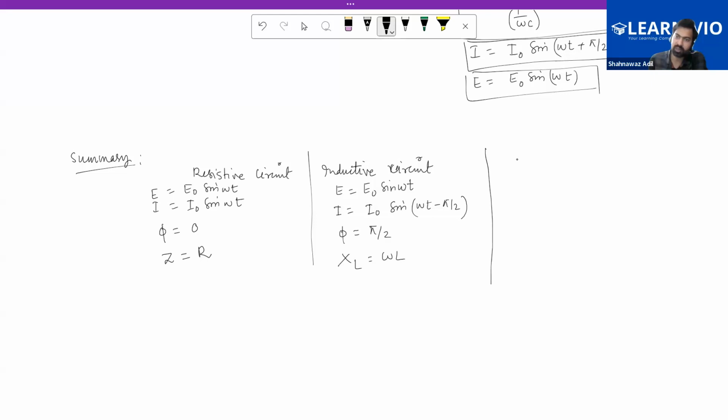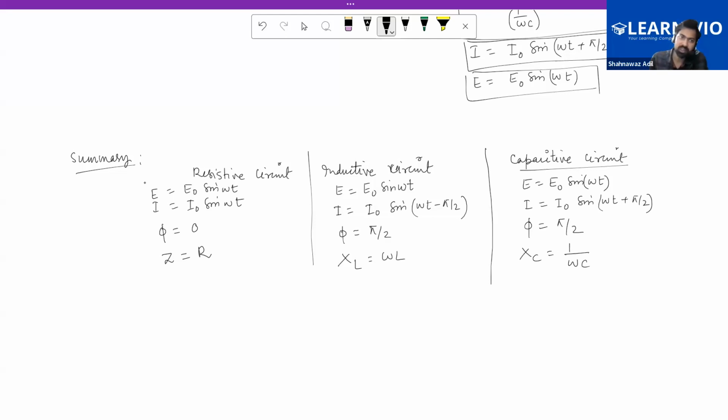And then we have capacitive circuit. So in capacitive circuit, what do we have? This is again the supply, and then the current that we are getting is I naught sine omega t plus pi by 2. Again, the phase difference is pi by 2. And then we have the capacitive reactance, which is 1 over omega C. So this is the result that we get.